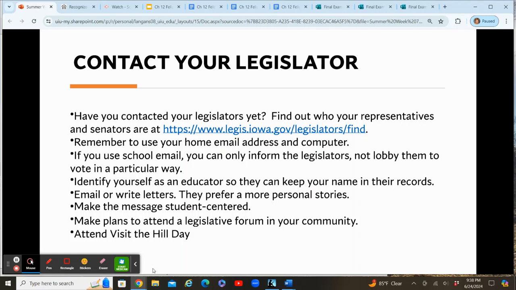And I still went last year when I was retired, because Cedar Falls still takes students. And I went with them, and it was just always a good day to advocate for school counselors and advocate for your students. So make sure you try to attend Visit the Hill Day or a legislative forum, but do get to know your legislators.